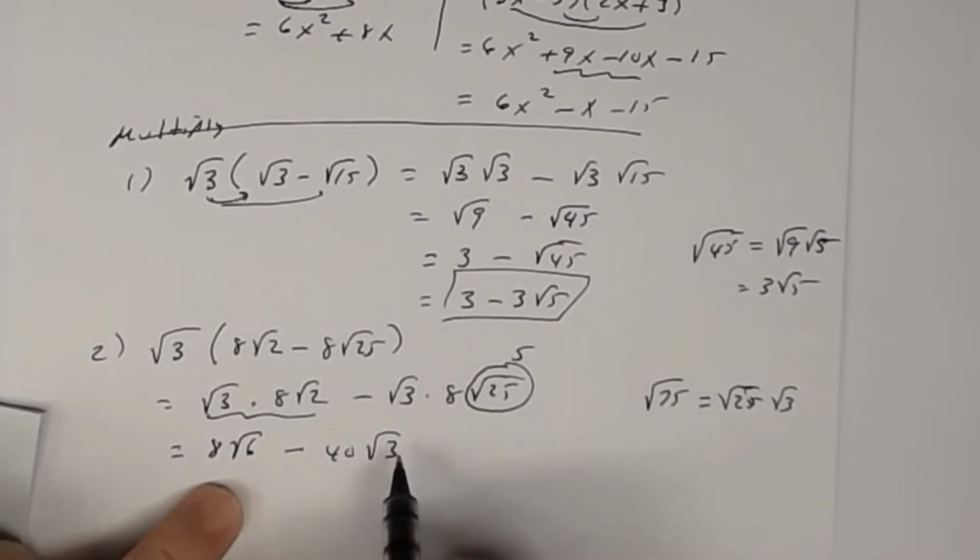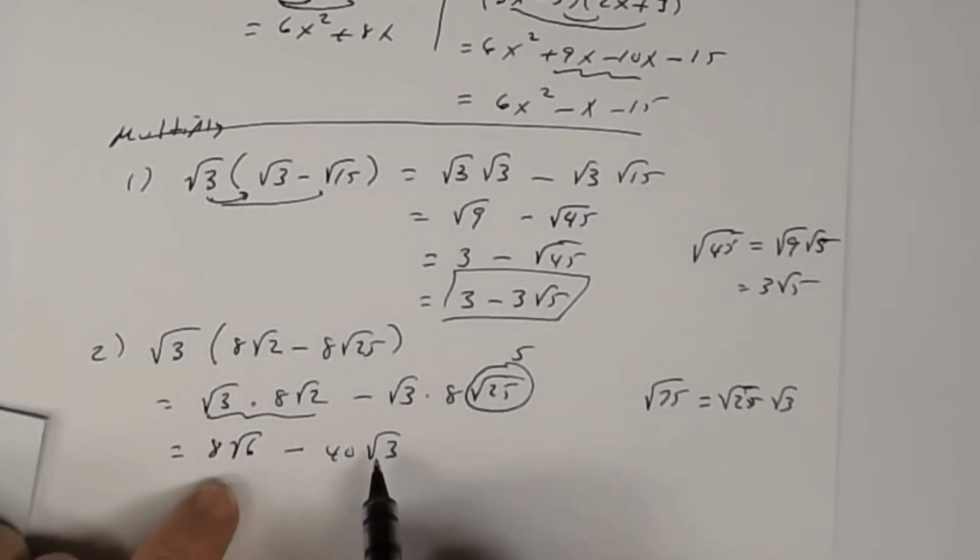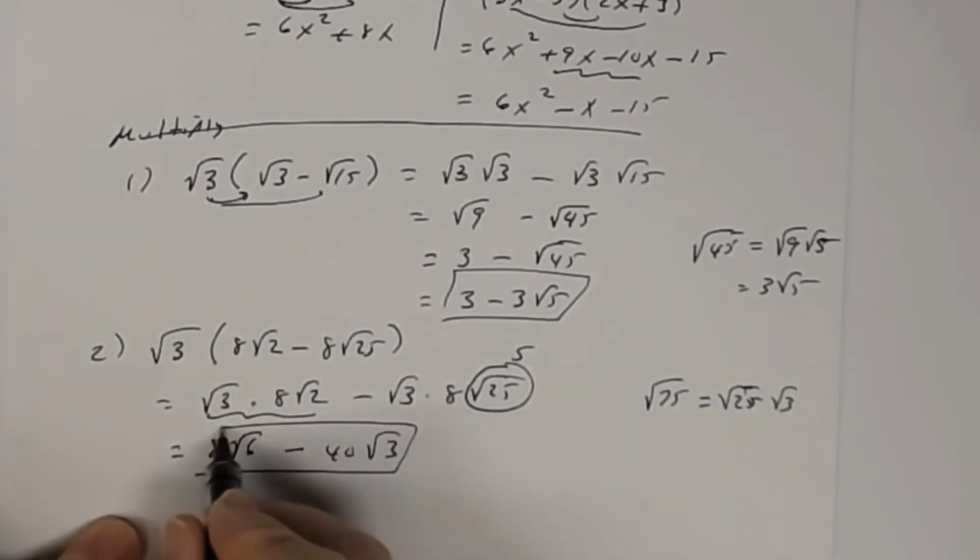And those are not like terms. Remember, when dealing with radicals, like terms have to have the same indices, and they do, square root, but the radicands are different. All right, so there's the answer there.